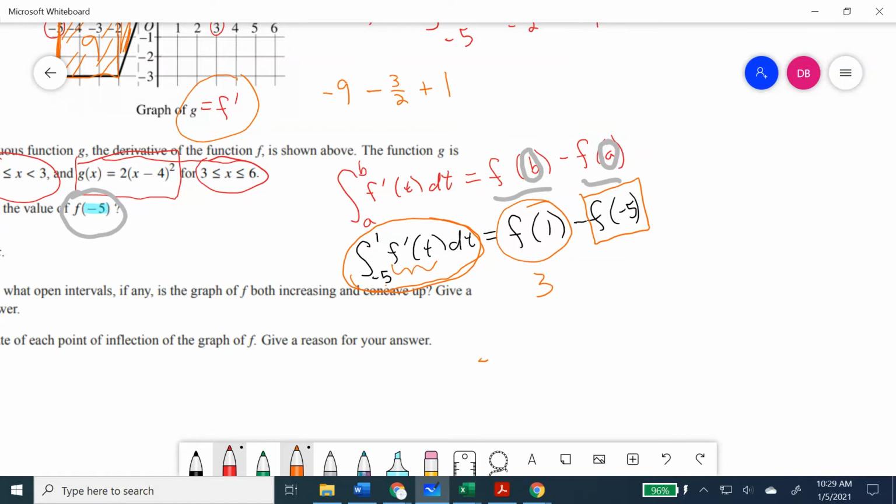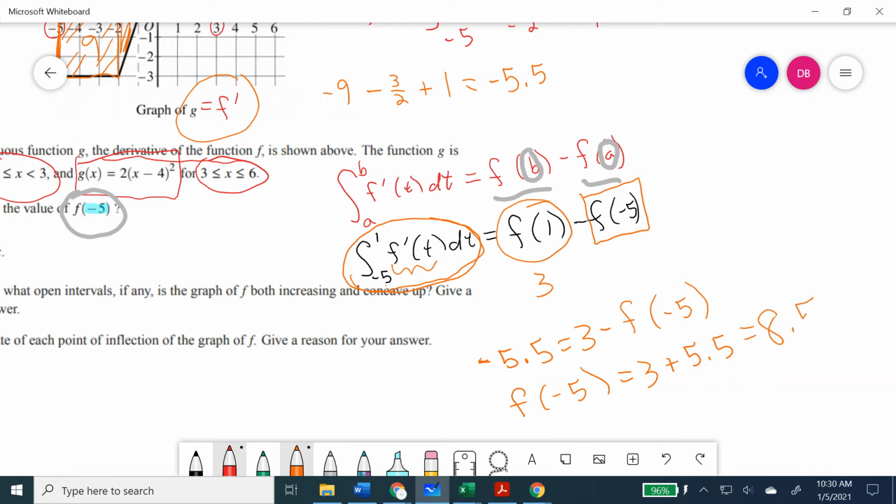That means negative, no, let me actually find this number. Negative 10.5 plus 1 is negative 5.5. So negative 5.5 is equal to 3 minus what I was trying to find. I'm going to add f of negative 5 to the left. Then I'm going to add 5.5 over to the right. And that is giving me 8.5 is the value of f of 1. Or, sorry, f of negative 5.